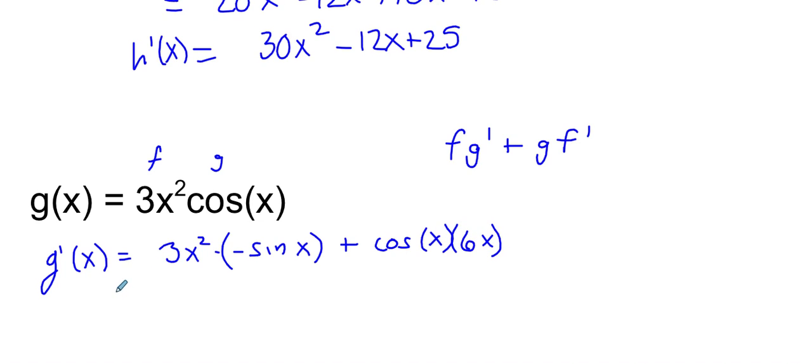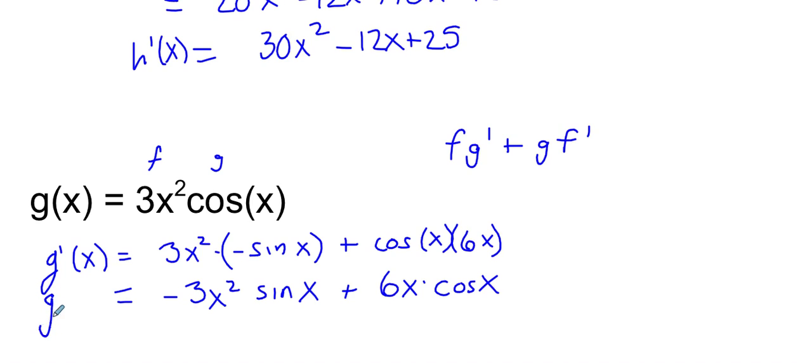And so now I'm just going to simplify a little bit, and I'll get negative 3x squared sine of x plus 6x times cosine x. And there we have the derivative of 3x squared cosine x using the product rule.